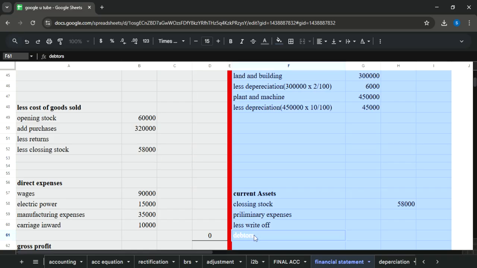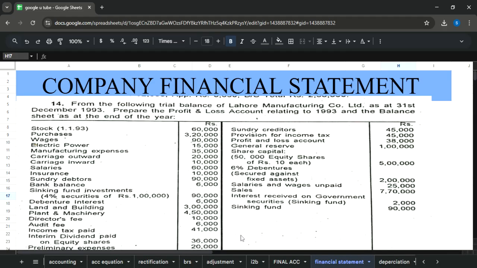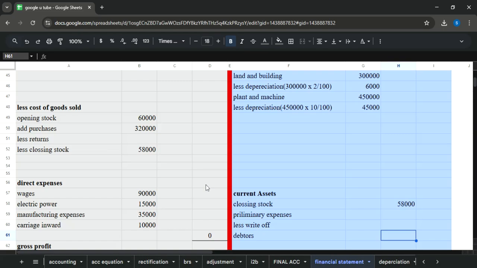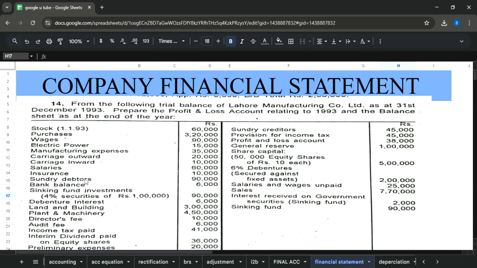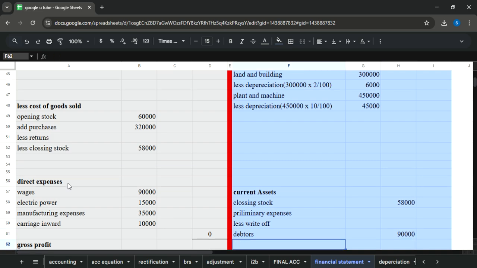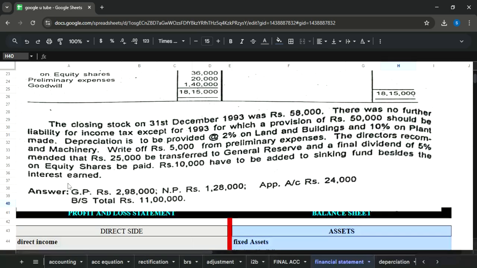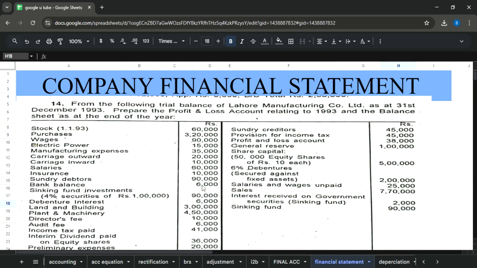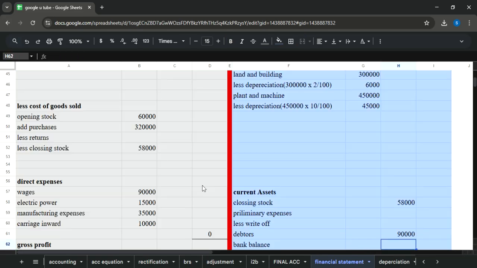Debtors, amount of debtors 90,000. On the current asset side we are writing this amount of 90,000 of debtors. Bank balance, part of current asset. Amount of bank balance 6,000. Write down on the current asset side.